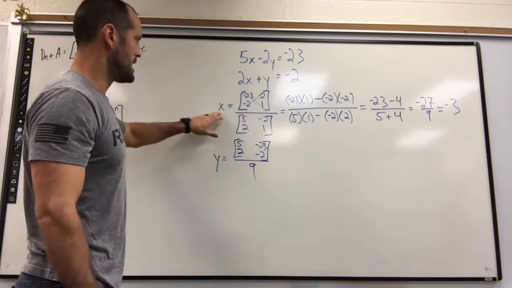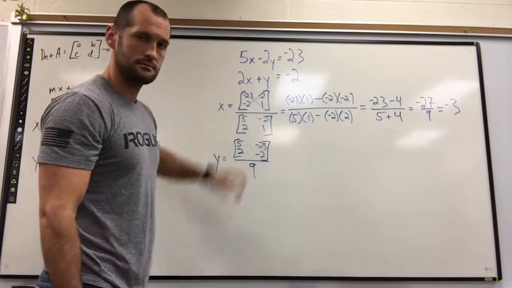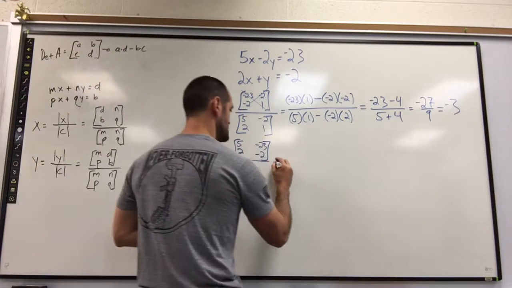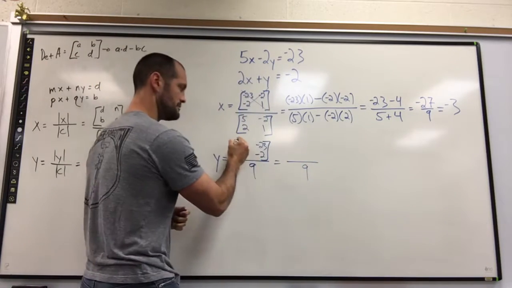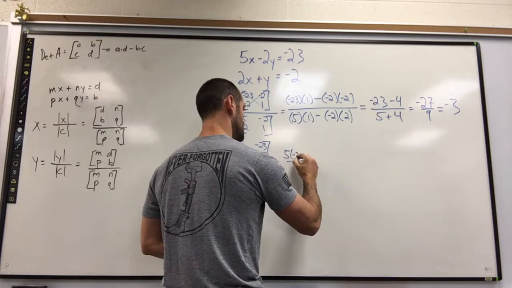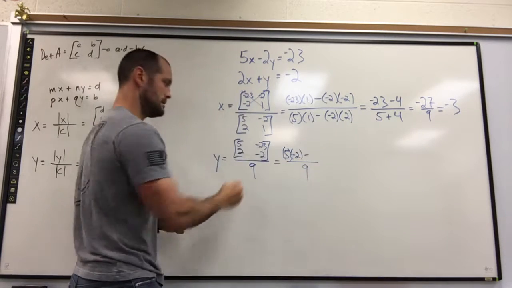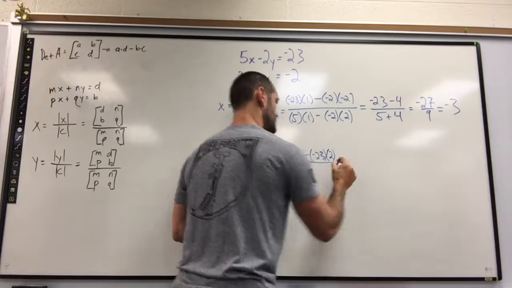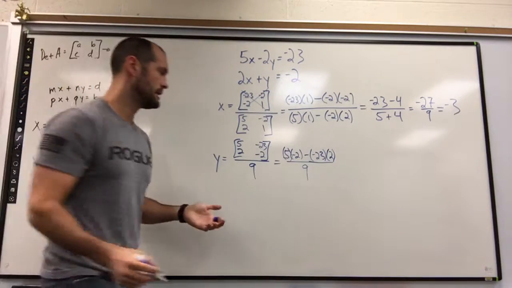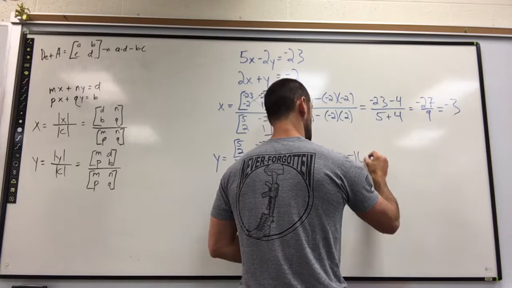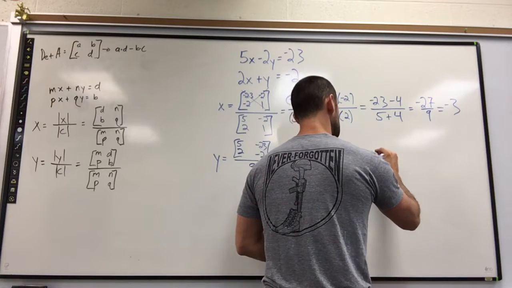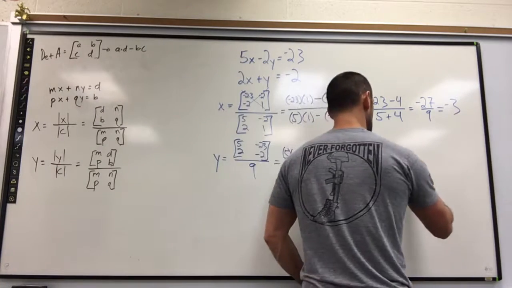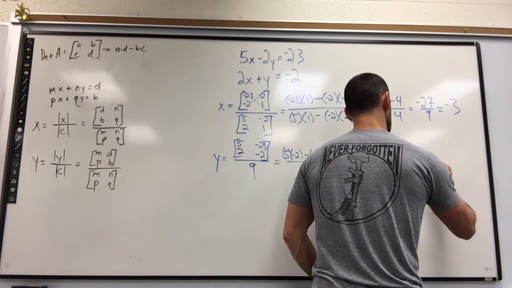And then lastly, if I want to find x, I have to use the y's. If I want to find y, I have to use the x's. Follow our determinant process. I know the bottom will be 9, but I get 5 times negative 2 minus negative 23 times 2. The same process over and over. I end up with negative 10, double negative, plus 46 over 9, giving me 36 over 9, which gives us 4.